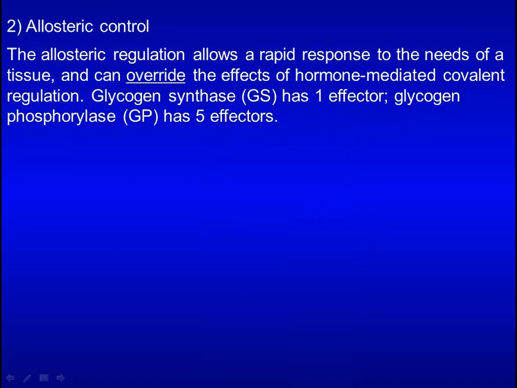Allosteric regulation allows a rapid response to the needs of tissues, such as muscle and liver, and can override the effects of hormone-mediated covalent regulation. Glycogen synthase has one effector, while glycogen phosphorylase has 5. They are shown in one table.